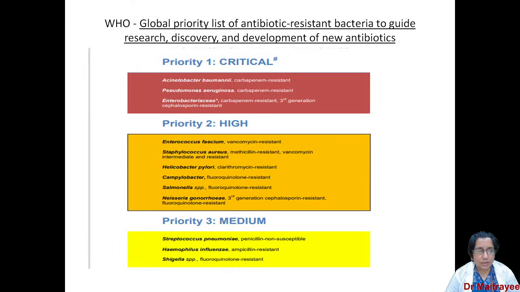This slide shows the WHO global priority list of antibiotic-resistant bacteria to guide research, discovery, and development of new antibiotics. We see that in priority 1 are the critical bacteria, that is Acinetobacter baumannii, which is carbapenem resistant, Pseudomonas aeruginosa, which is carbapenem resistant, Enterobacteriaceae, carbapenem resistant, and third generation cephalosporin resistant. In priority 2, there's Enterococcus faecium, Staphylococcus aureus, Helicobacter, Campylobacter, Salmonella, and Neisseria gonorrhoeae.